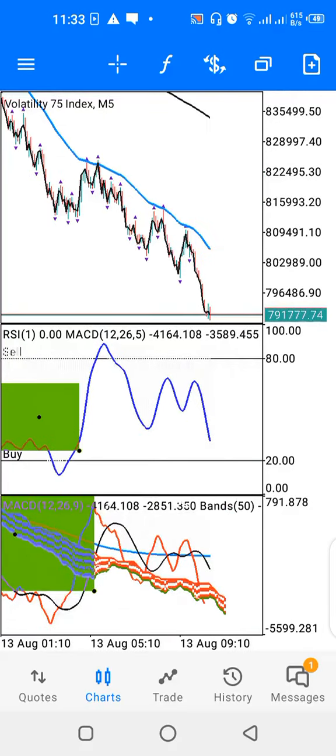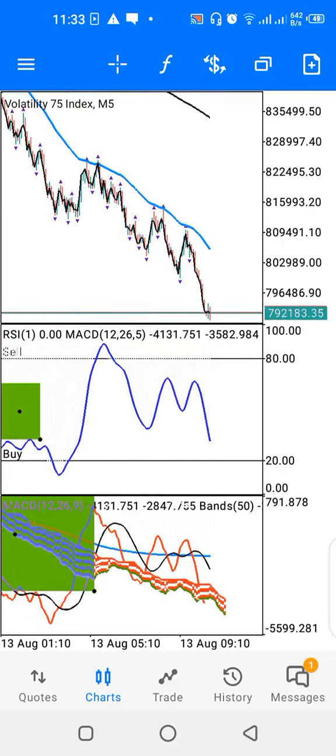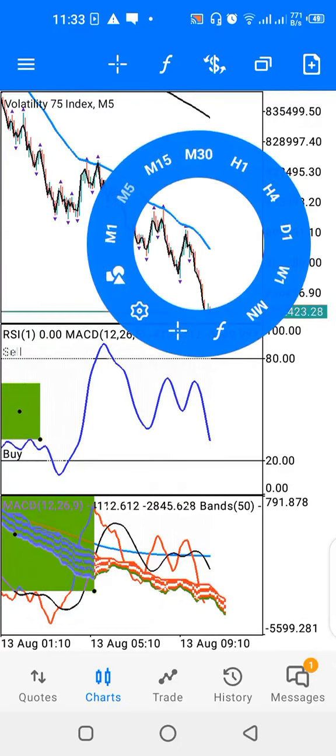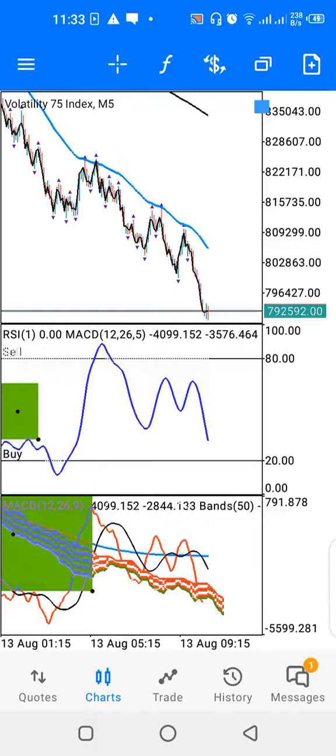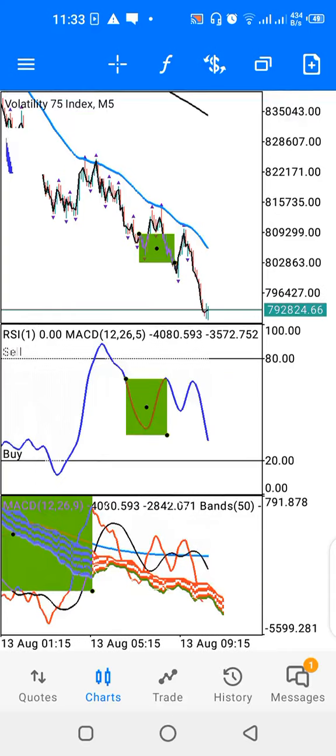Okay, for now, volatility 75 index is trending downwards. You can see the blue line is below the black line, and the Bollinger Band, 1 period Bollinger Band, is ticking downwards. So price is sliding on the main window.